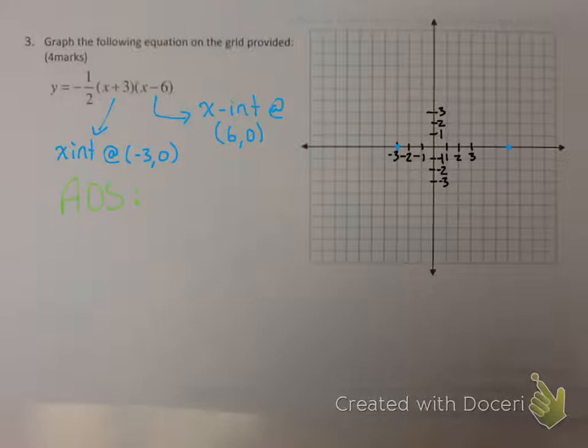Now let's find our axis of symmetry. Well, the axis of symmetry is right down the middle, and you guys decided that we could add the two numbers and divide them by 2. So add the two x-intercepts and divide them by 2. Negative 3 plus 6 divided by 2 is 1.5. So there's our axis of symmetry right between 1 and 2.